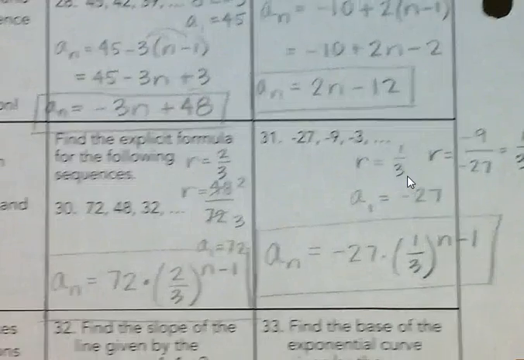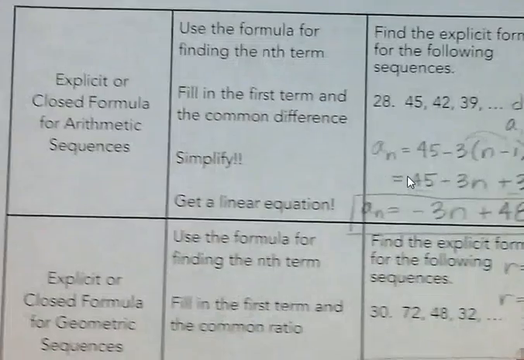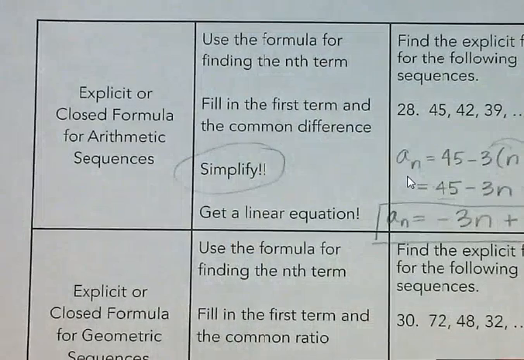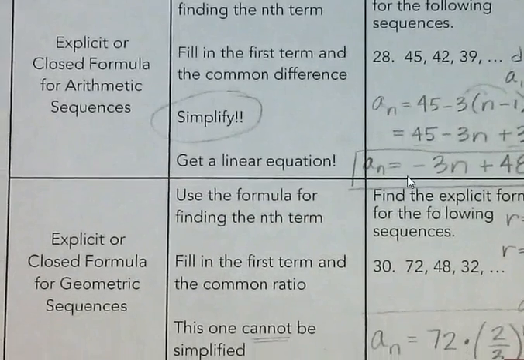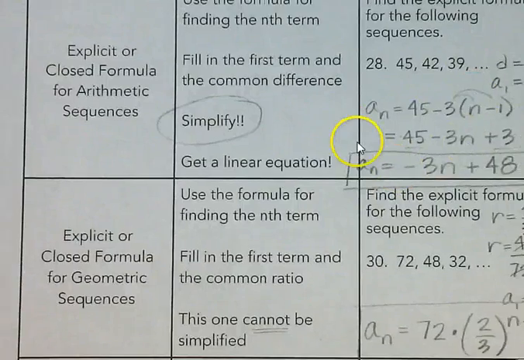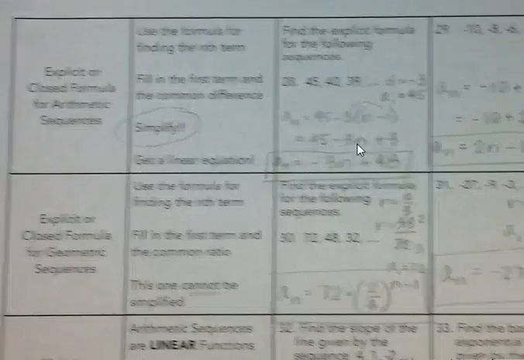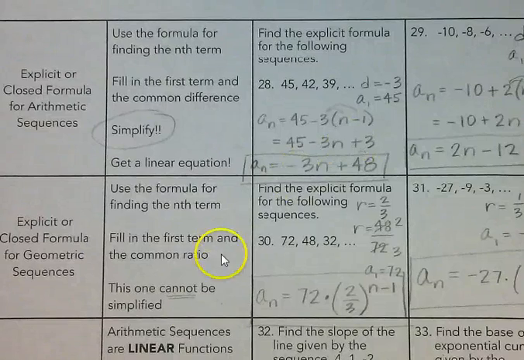The only one that we can simplify is the explicit for arithmetic. So that covers the closed or explicit formula. It's the same thing for both arithmetic and geometric.